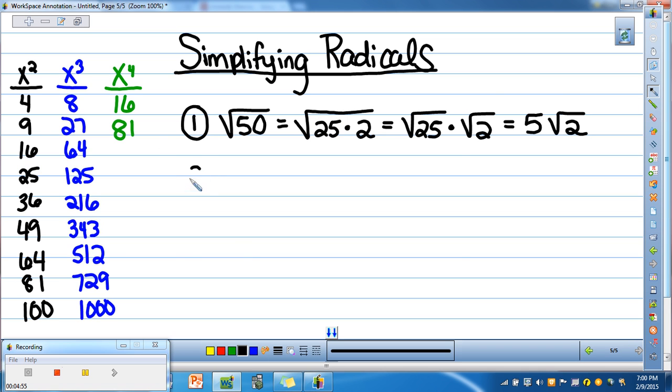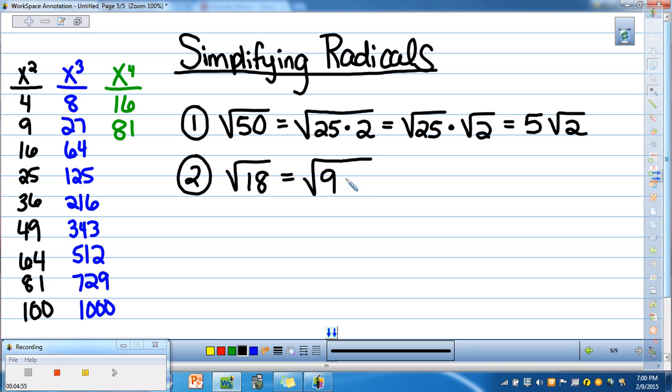Let's try this one. Next we have the square root of 18. Looking at the list of perfect squares, do you see a perfect square that is a factor of 18? Very good. 18 is the same as 9 times 2. So let's split that into the square root of 9 times the square root of 2, and for our final answer we get 3 times the square root of 2.